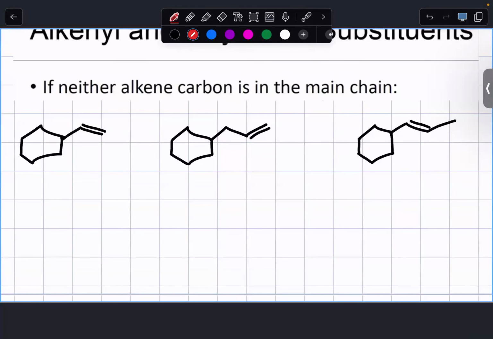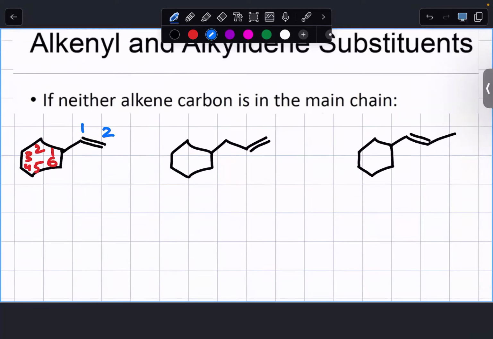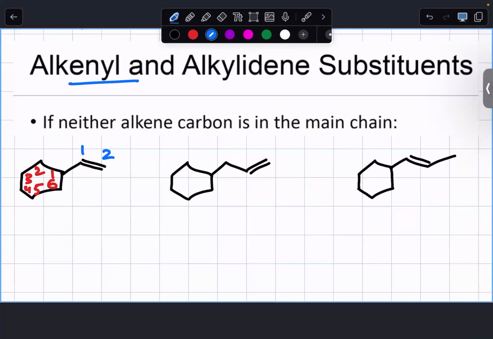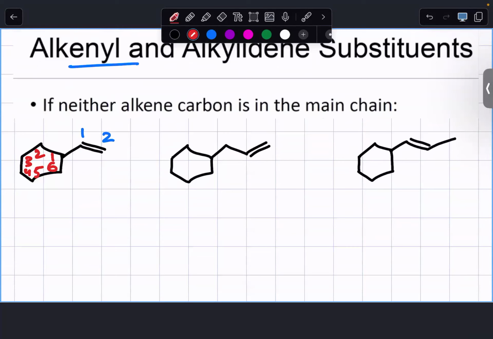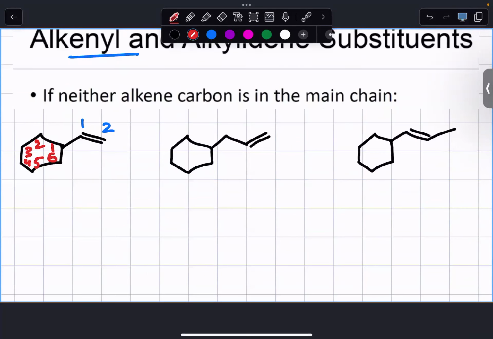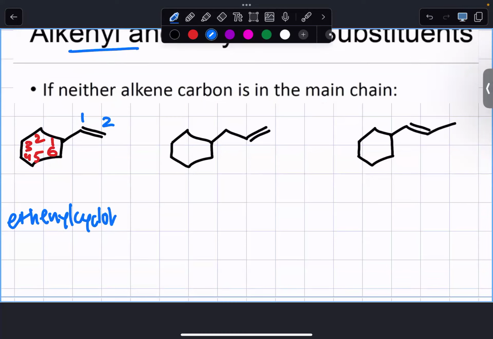So let's say our main chain does not have an alkene, but the alkene is a substituent. In this case, the main chain is this cyclohexane, and the substituent is this 2-carbon alkene right here. If it's a substituent, then it will end in eno, right? Where we have 2 carbons as a substituent, so that would be etheno cyclohexane. You could put 1 there as well, that's optional, 1-etheno cyclohexane, but it's going to be assumed that it's on carbon 1 if there's no 1 there.